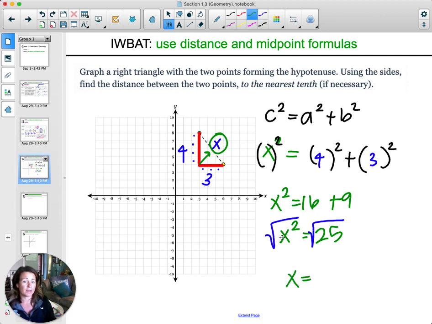And algebraically, you would actually get a plus or a minus 5 here because negative 5 squared is 25 and so is positive 5 squared. However, in geometry, when we're talking lengths of segments, we can never have negative lengths. So the only answer to this problem is positive 5. And then it says to the nearest tenth, if necessary, which means if we have decimals, and we don't. So we would say that the length of this is just 5.